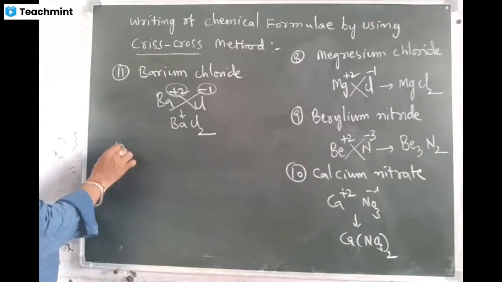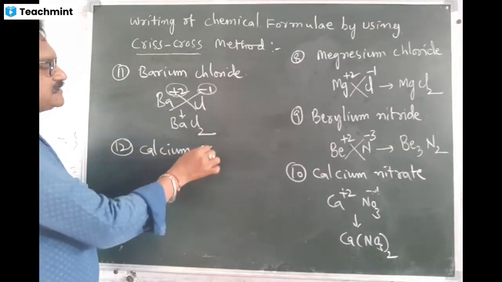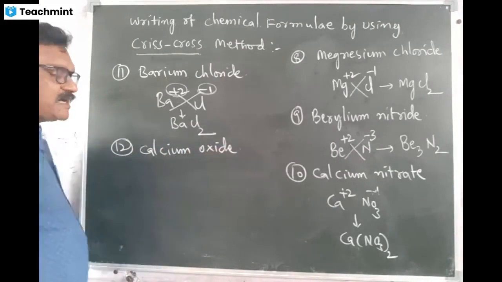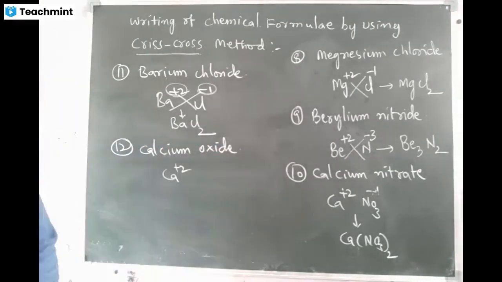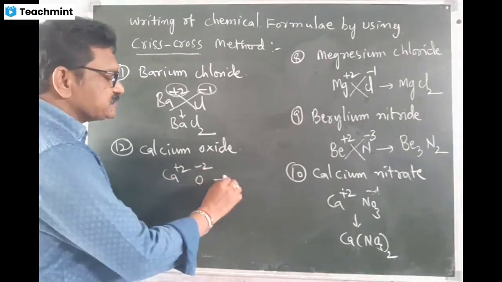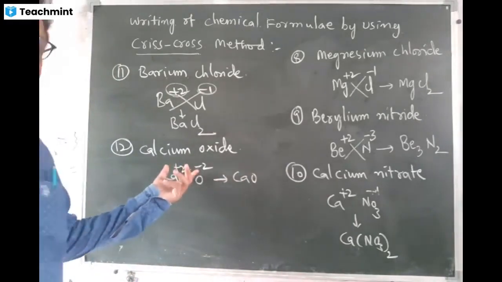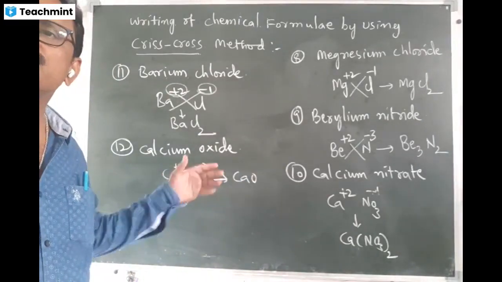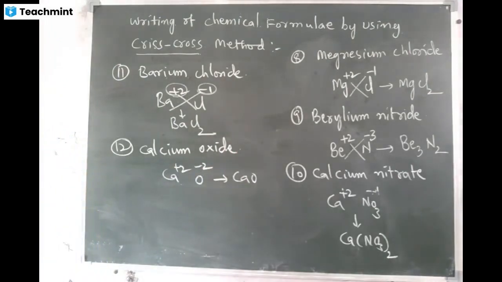Okay, then calcium oxide. What is the formula of calcium oxide? Calcium is +2, Ca +2. Oxide means -2. Both are the same, no? You simply write CaO. That's all. Whenever charges are the same, +2 and -2, you write directly CaO.